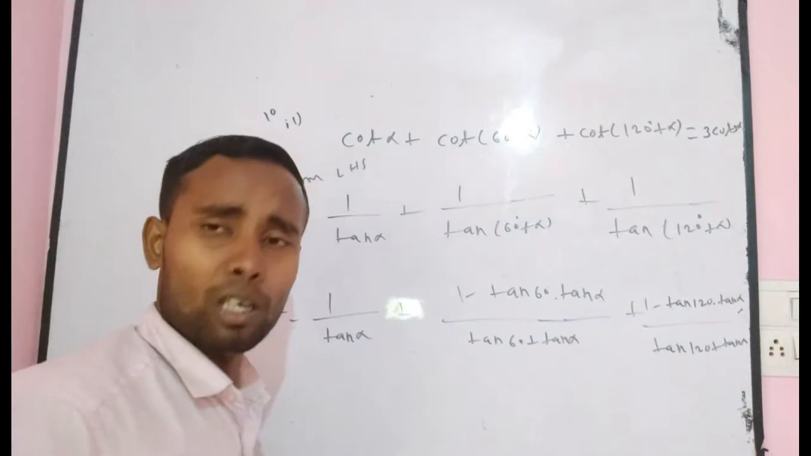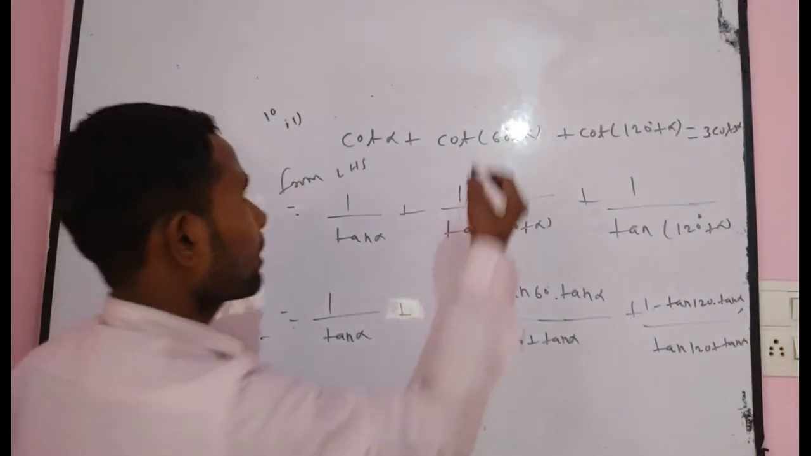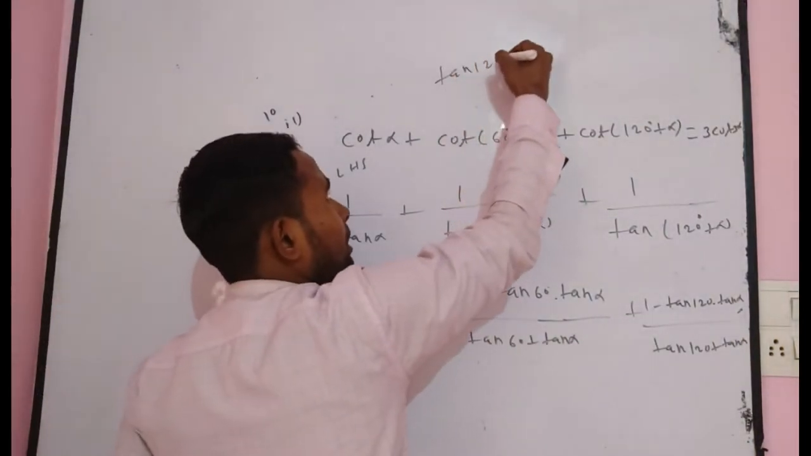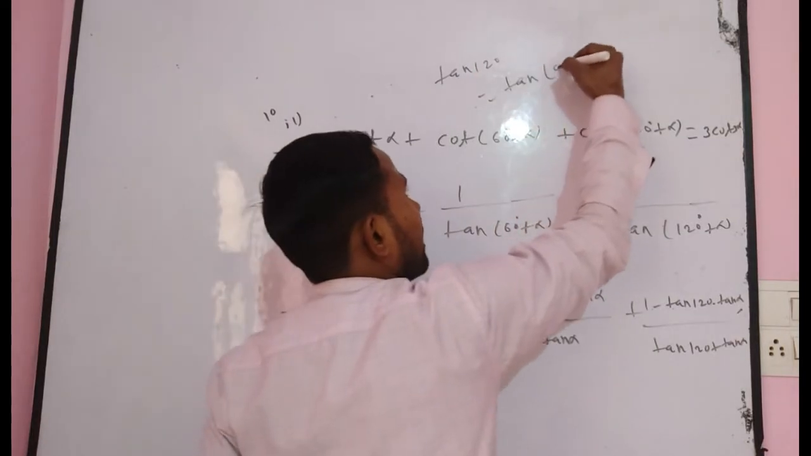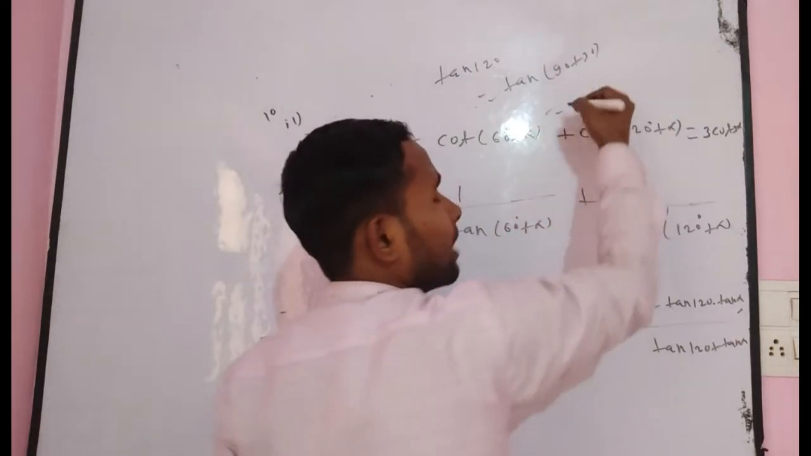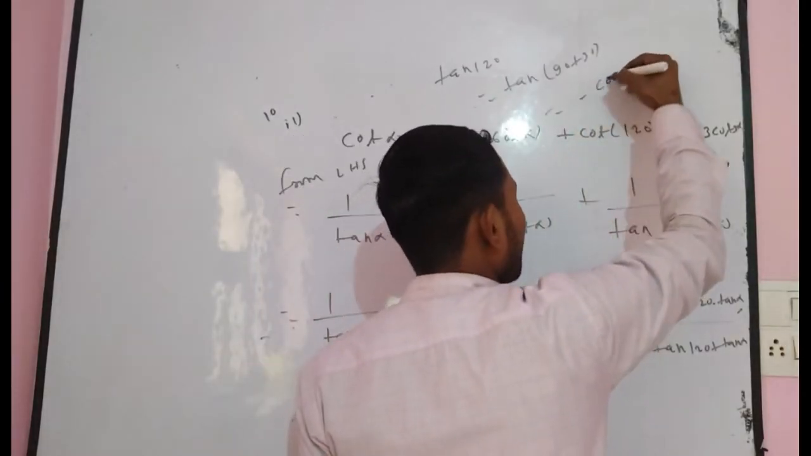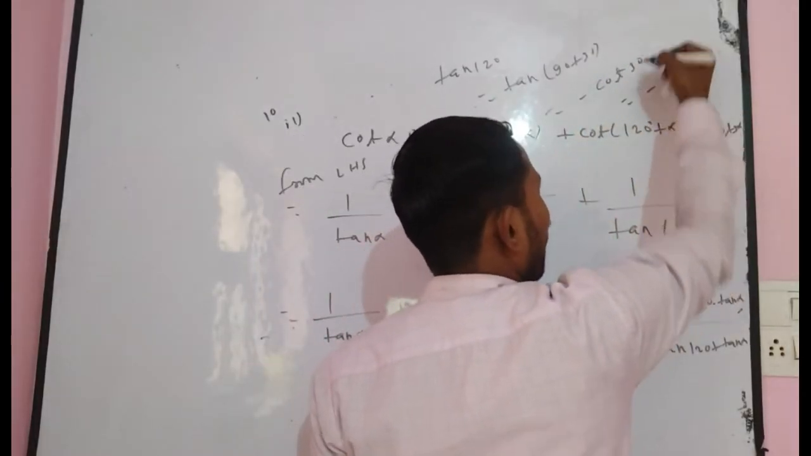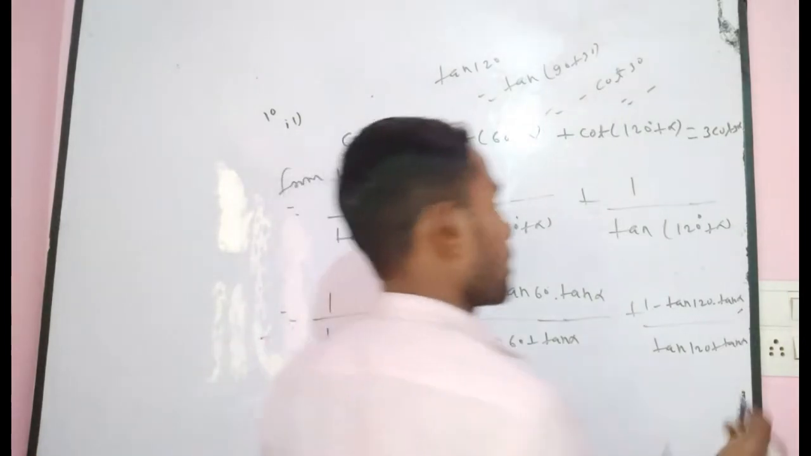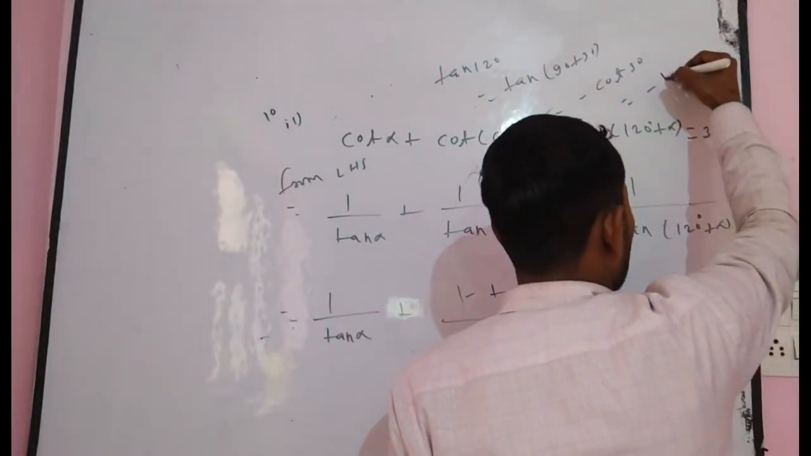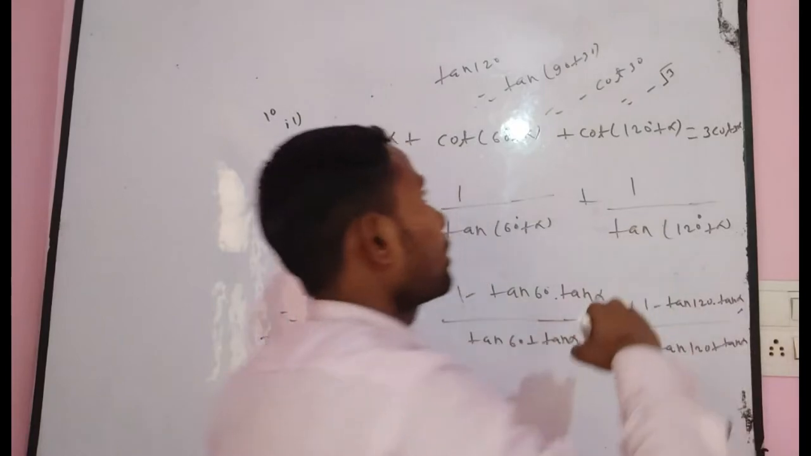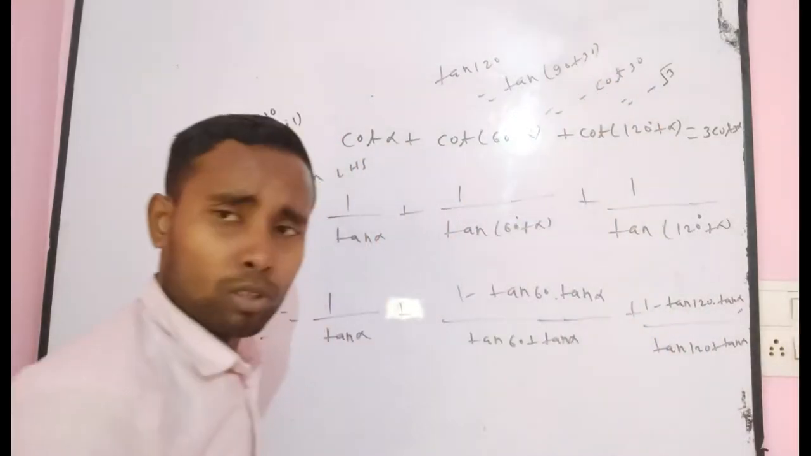Now first of all, I want to give you the value of tan 120. What is the value of tan 120? tan 120 can be found this way: tan of 90 plus 30. Can you write 90 plus 30? What is the value of tan(90 plus 30)? It is minus cot 30. Cot 30 will be root 3. So tan 120 will be minus root 3.